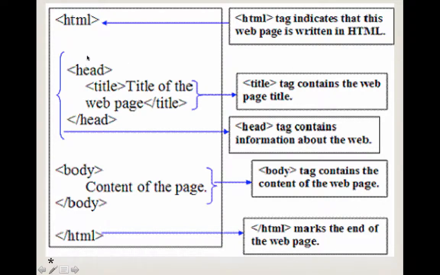Now we have a header, right? So here's head open, head close, okay? Header contains information about the web page, okay? Title, title open, title close. The title contains the web page title. That doesn't necessarily mean people are going to see that. That's just the title of the web page for search engine reasons. Okay? And here's body. Body open, body close. And this contains all the content of that page. And this all gets clearer as you practice it.